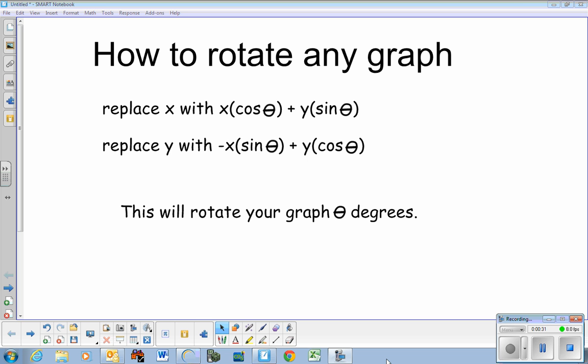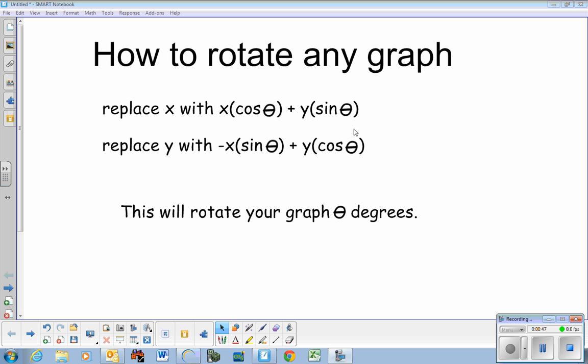So go ahead and write this down and get it on paper so that when I switch screens, you'll be able to refer back to it. What we're going to do is take out the x and put in these other expressions. We're going to put in x cosine theta plus y sine theta.